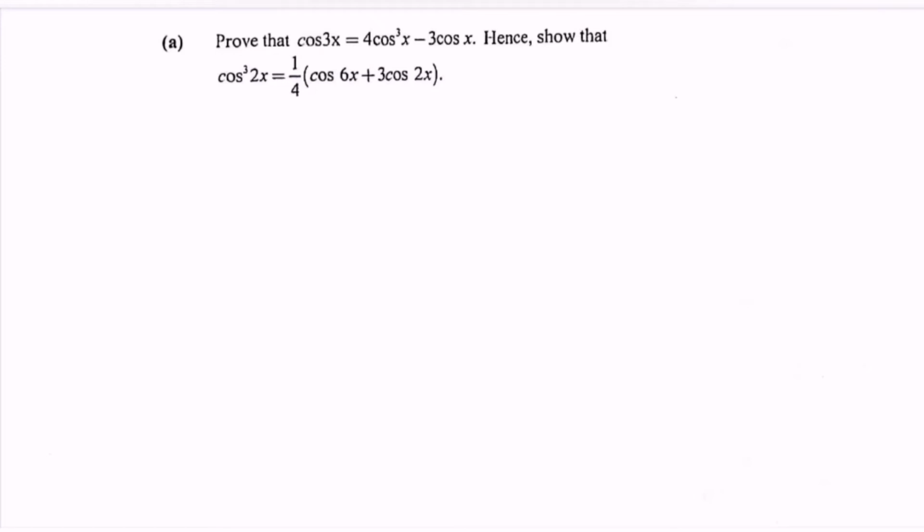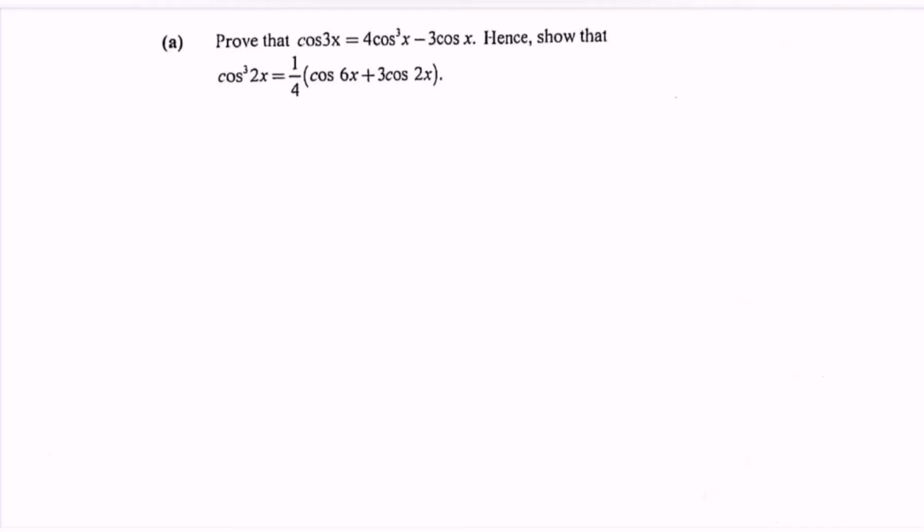In this video, I'm going to discuss the example for trigonometric function. Given part 1, we have proved that cos 3x is equal to 4 cos cube x minus 3 cos x. Hence, show that cos cube 2x is equal to 1 over 4 multiplied with the expression, bracket cos 6x plus 3 cos 2x. So kindly focus on the expression.